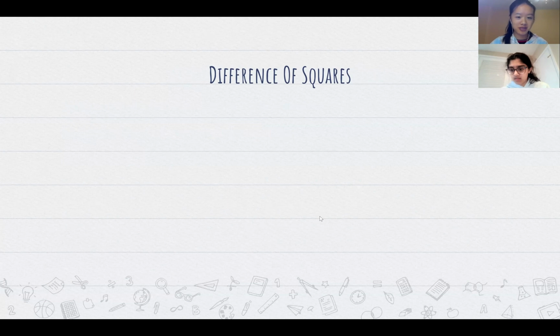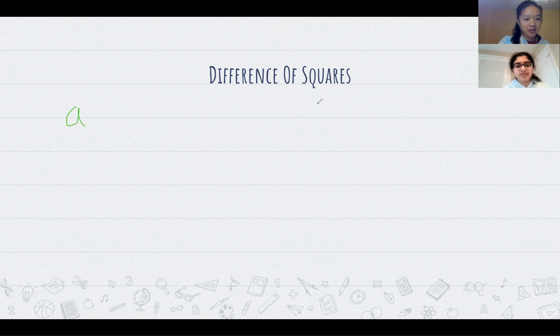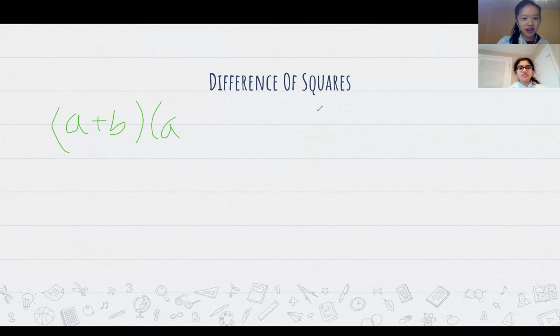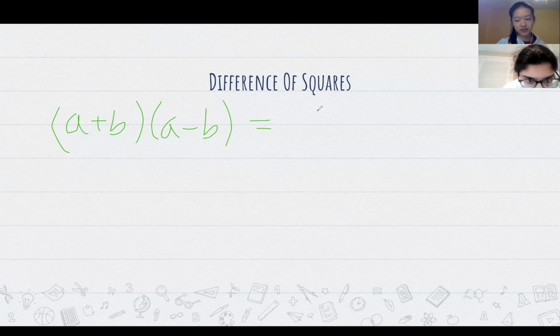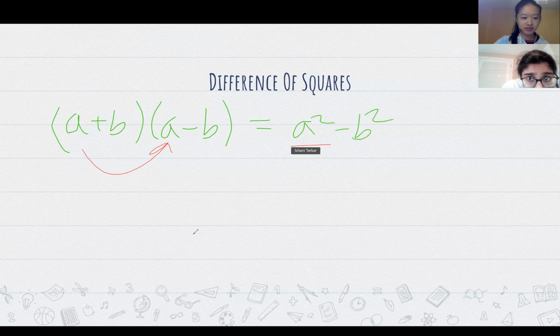Difference of squares. Do you guys know what difference of squares is? Just a quick yes or no. Okay. Well, you guys are going to be in for a treat. So difference of squares: basically multiply out a plus b times a minus b and tell me what you get, simplified. Some people already said it, so I'll just do it for you. It gives you a squared minus b squared.